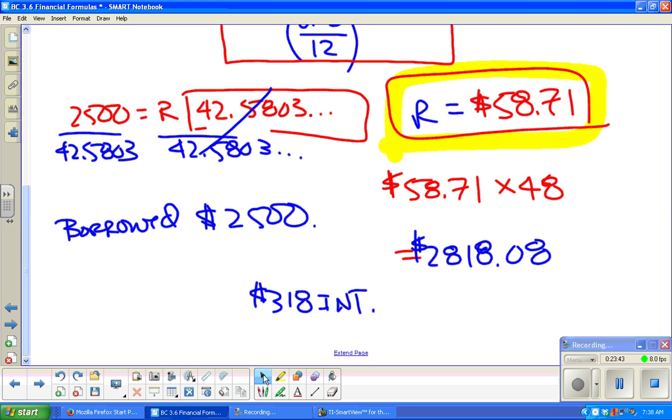Maybe 300 bucks doesn't sound like a lot to you, but if this would have been $25,000, you would have paid an extra $3,000. If it's $250,000, you would have paid an extra, so the money goes up. So anyway, I'm going to leave it at that.